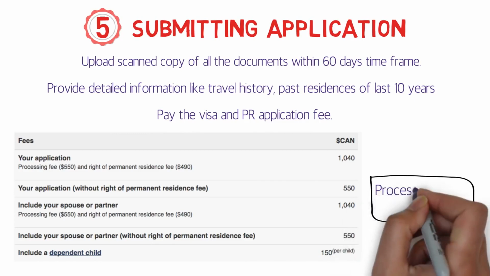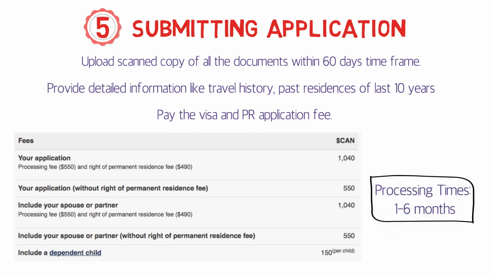Now the processing times. After you submit the application, you just have to wait. They might process your application within a month, but this is when you're really, really, really lucky. It generally takes from 2 to 3 months, but it might take up to 6 months. So this is the processing time, 1 to 6 months.